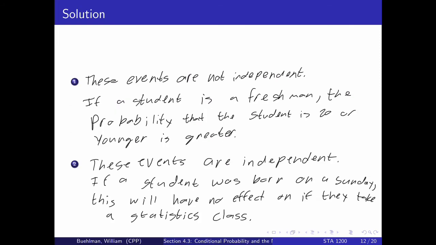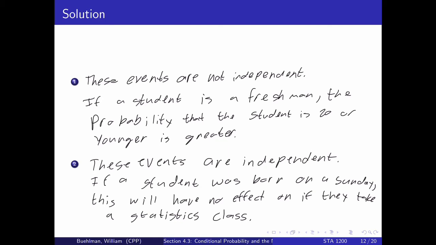For the first one, the events are not independent. So if we think about being a freshman and being less than 20, do those two events seem related? Yes. Most college freshmen are younger, typically. So if we know somebody's a freshman, the odds of them being less than 20 is greater than if we didn't know they were a freshman. So having the knowledge of them being a freshman affects whether or not we think they're less than 20, so those events are not independent. They are connected.